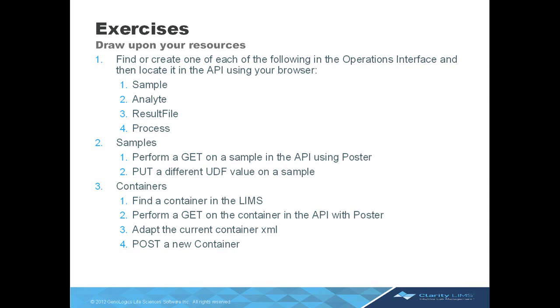We'll be looking at samples, analytes, result files, and processes. Then we'll use the API via one of the browser plugins to perform a simple edit. So exercise 2 is firstly a get, followed by a put. And then in exercise 3, once again using one of the browser plugins, we will find the container in the operations interface, we'll perform a get on the API, modify the XML, and then use that XML to create a new container using the post method.